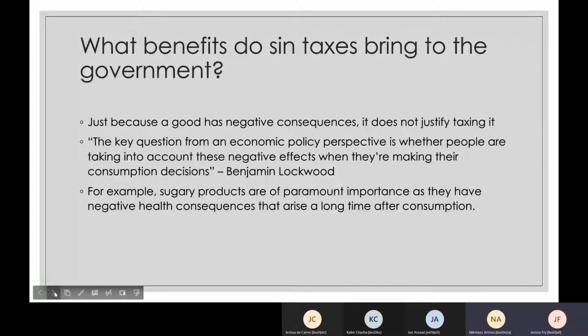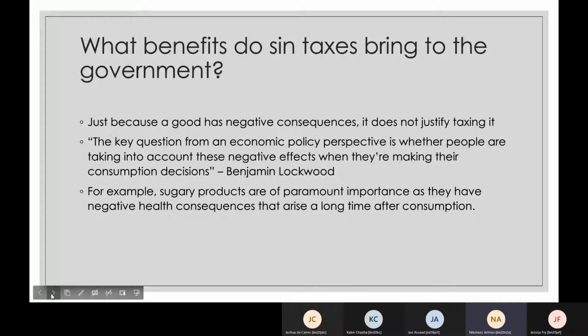As discussed in the previous slides by Jessica, a sin tax is levied on specific goods and services that might be harmful towards society, such as alcohol and tobacco, which are believed to be overconsumed. However, from an economist's perspective, generally it is not enough for a good to have negative consequences to justify taxing it. For example, rock climbing or even driving a car has lots of negative health consequences.